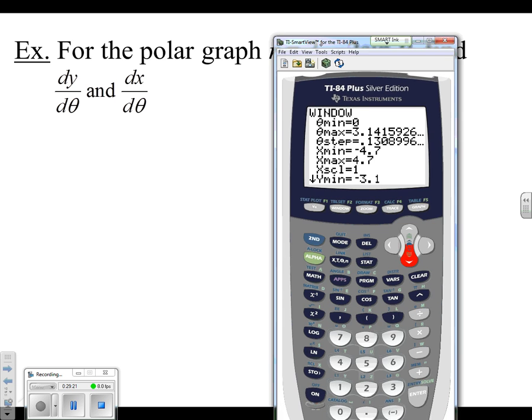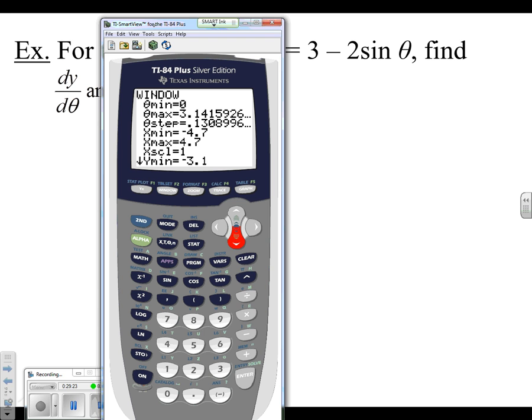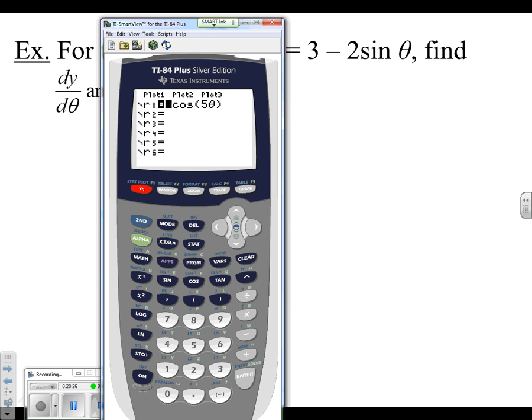We certainly don't need to graph it to do this problem, but just to understand what we're talking about, let's graph it. So my equation is 3 minus 2 sine theta. By the way, I forgot to mention this earlier. To find theta, you can press the same button as you normally do to find x in Cartesian coordinates. That button is just to the right of the alpha button. That button is the variable button, and it'll put in whatever variable would be appropriate to the mode that you're in.